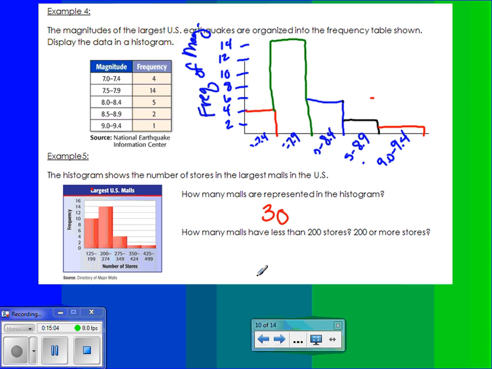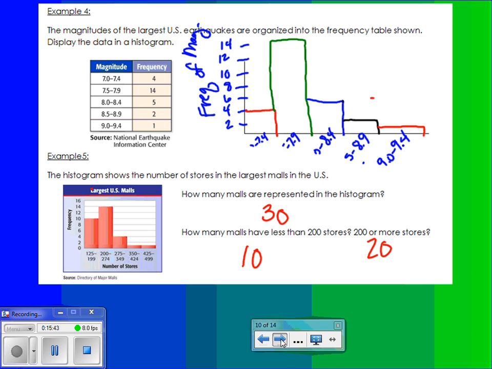How many malls have less than 200 stores? 10. Which bar represents less than 200? There's 10. Okay, and which bar did you look at? The first one, 125 through 199. So there's 10 there. 10 have less than 200 stores. How many have more than 200? 200 or more, sorry. 20. The rest of them. Very good, Kylie. So 20 have 200 or more. Y'all have any questions so far?